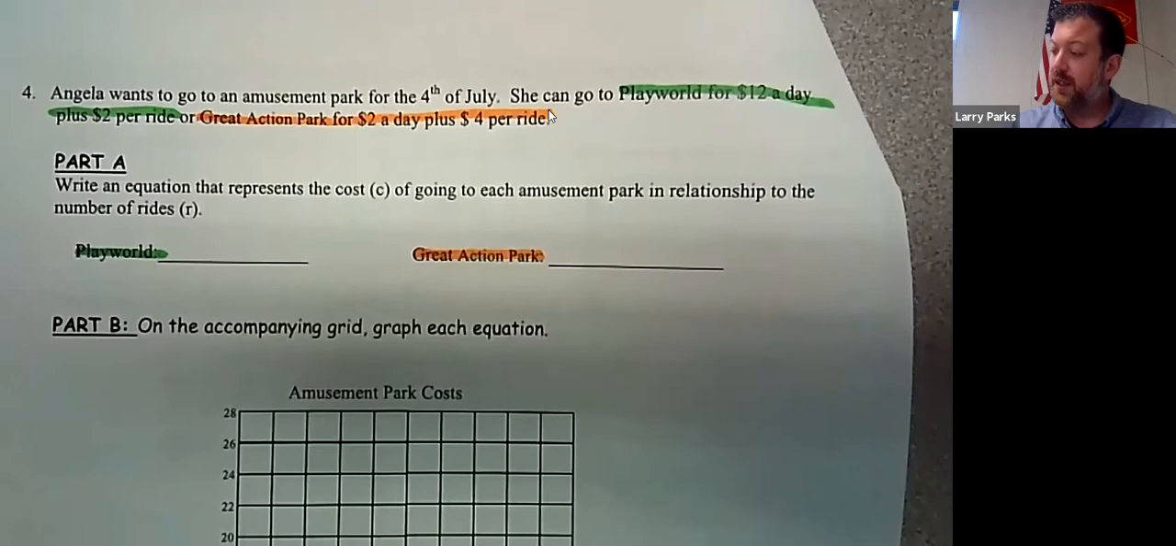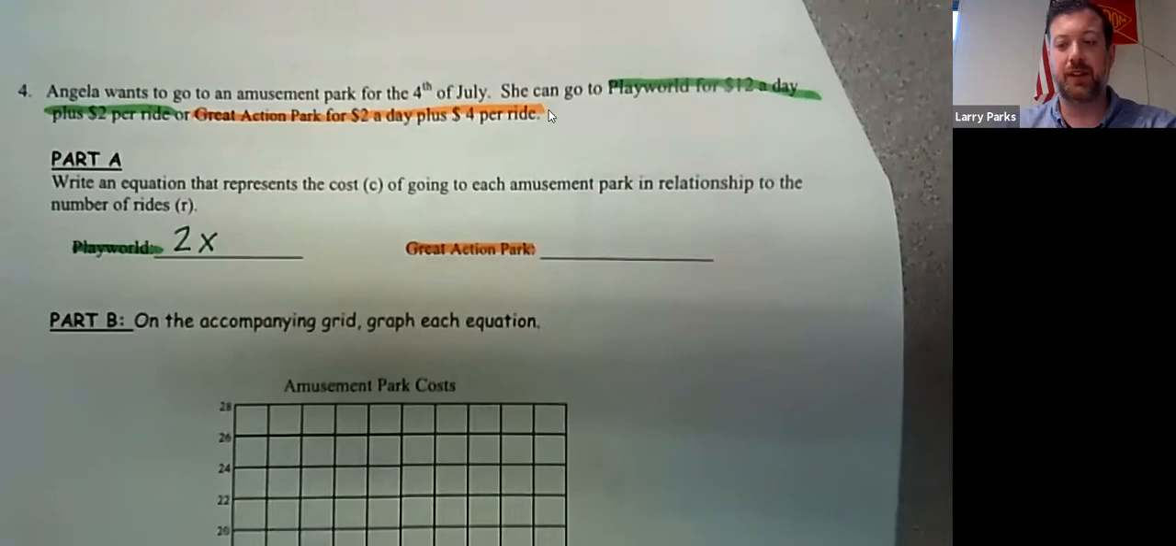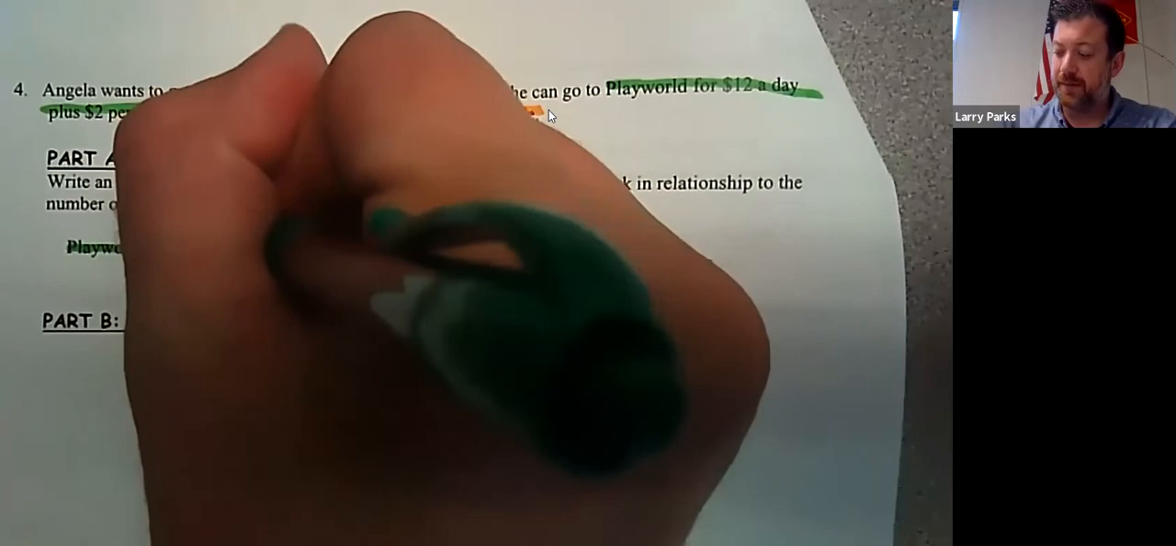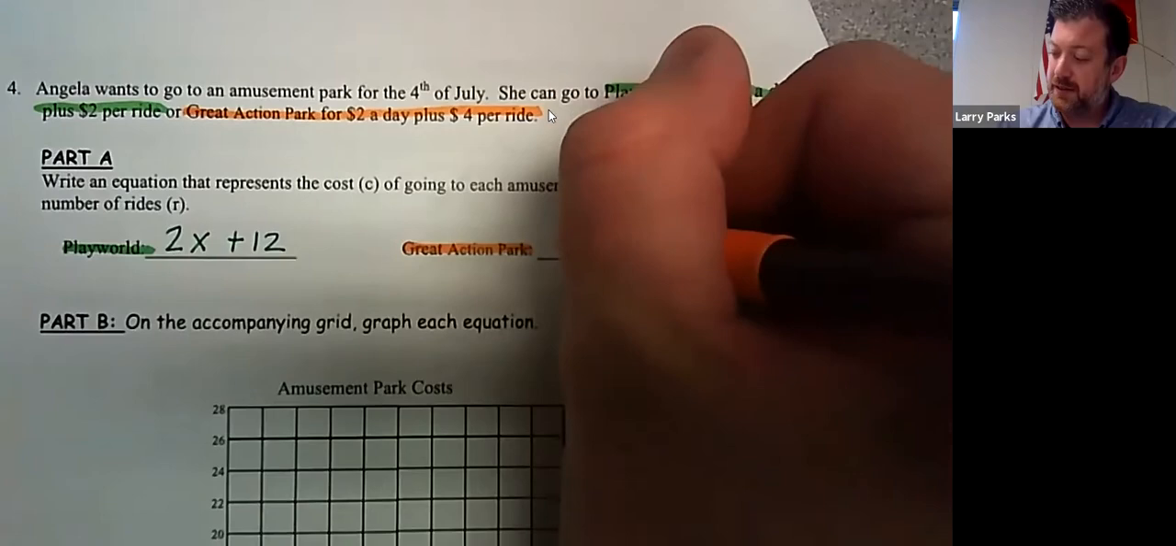So for Play World, that's $12 a day plus $2 per ride. The slope would be 2 because it's per ride. We'll let X be the number of rides. We don't know. And it costs $12 just to get in. So 2x plus 12. And then for the Great Action Park, it's $4 per ride, but it only costs $2 to get in.